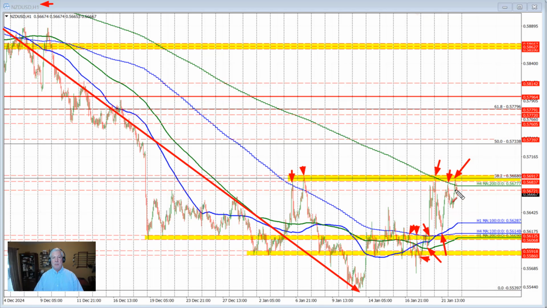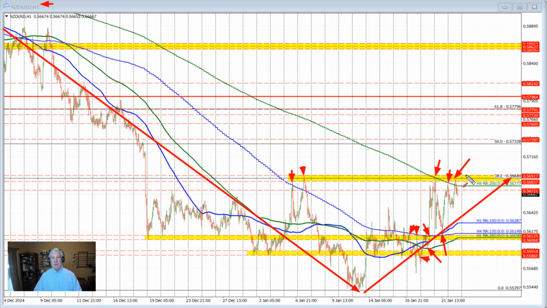What we know is that if the price can stay below that level, the sellers remain in play. People know that I like to see the price extend above the 38.2% retracement of a trend move to show that the buyers mean business. In this case, they haven't been able to do that. So the sellers are still in play. The buyers still have work to do.